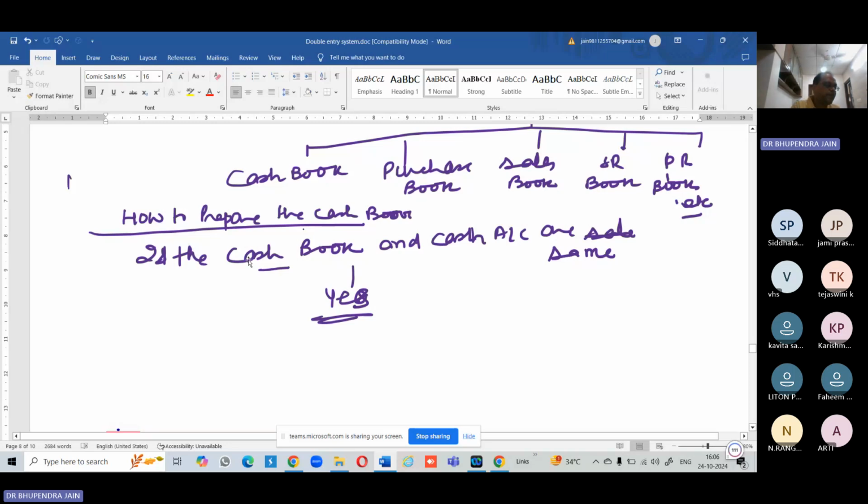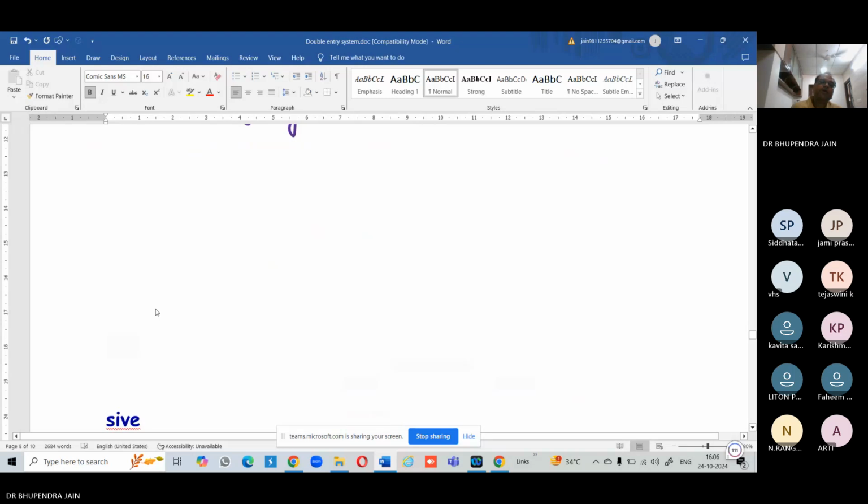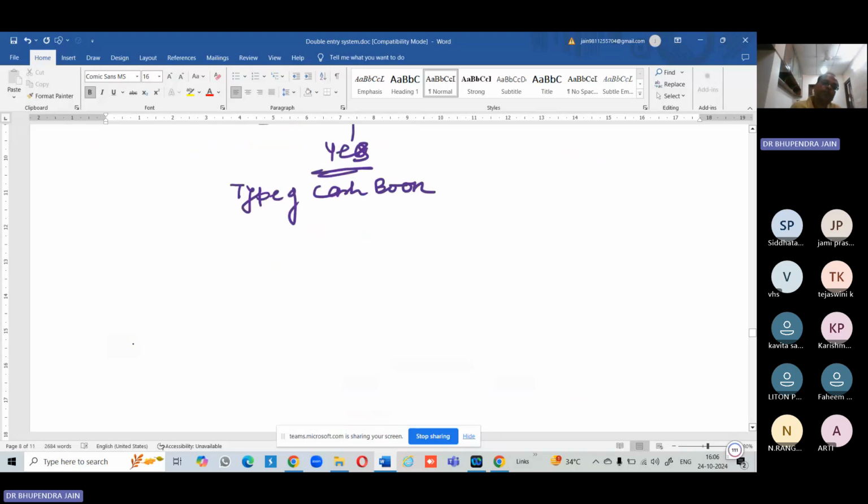Next question. Now, how many types of cash book are there? So beta, you have to remember: cash book and ledger both are the same. Types of cash book, this is an important question from the examination point of view. Number first is the single column cash book.